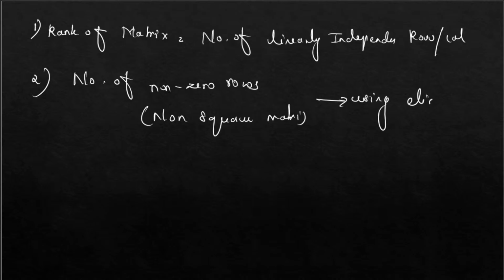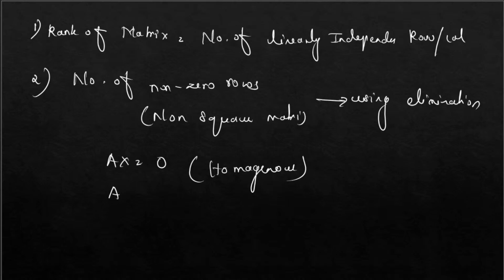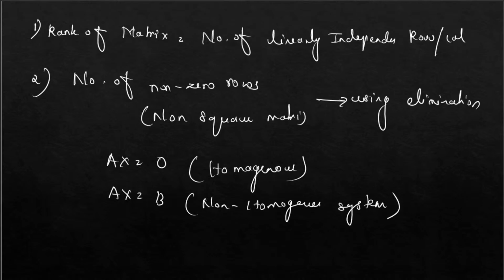Okay, Ax equals 0, this is homogeneous. Ax equals b, this is non-homogeneous. Alright, note this, everyone.